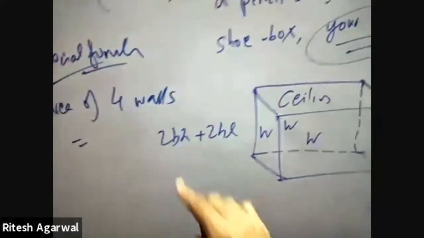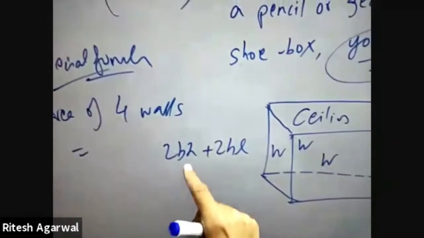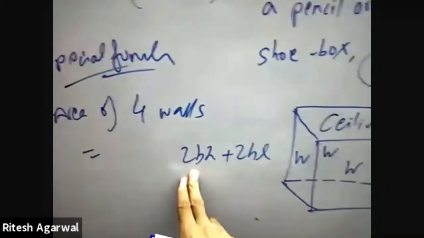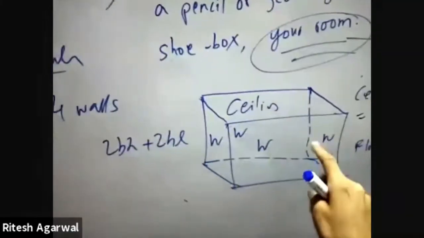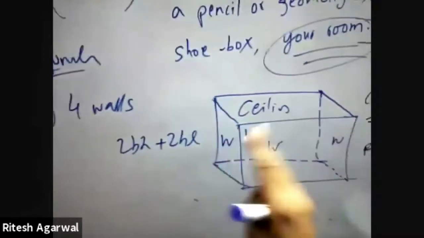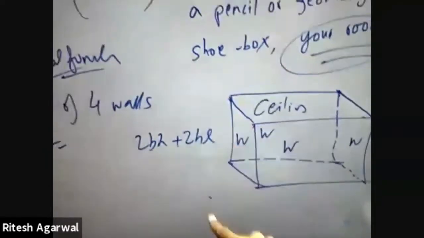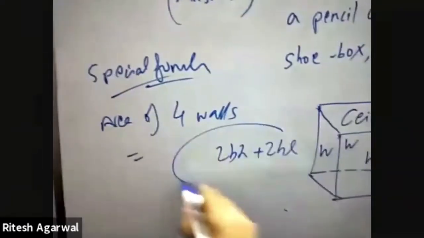So the area of 4 walls will be those 4 surfaces which have height in them: breadth into height 2 times, and then height into length 2 times. So the area of 4 walls will include those 4 rectangular surfaces which contain height, because a wall always contains height. So the area of 4 walls will be this. It will not contain 2LB.